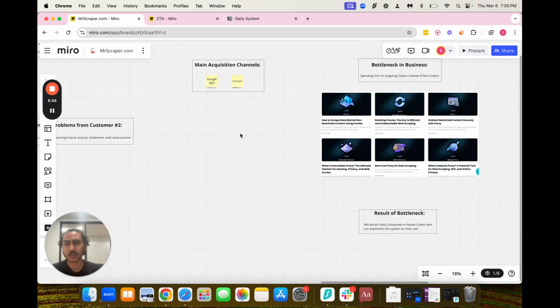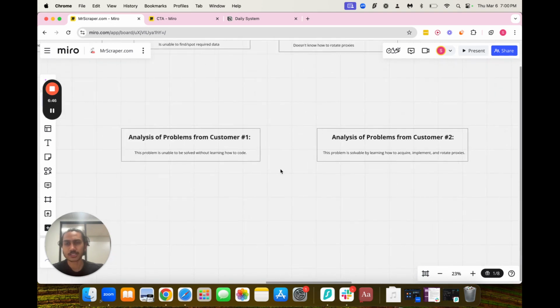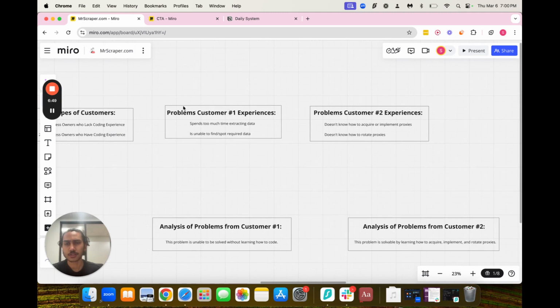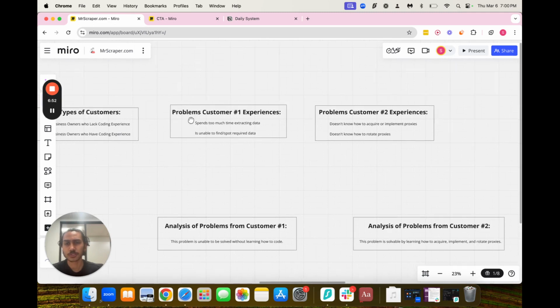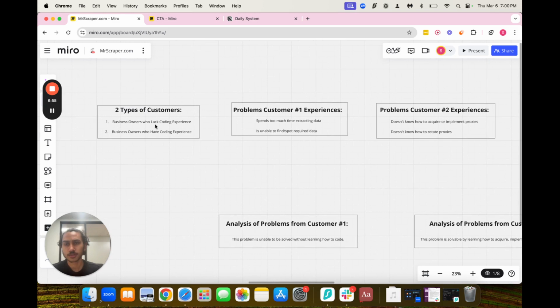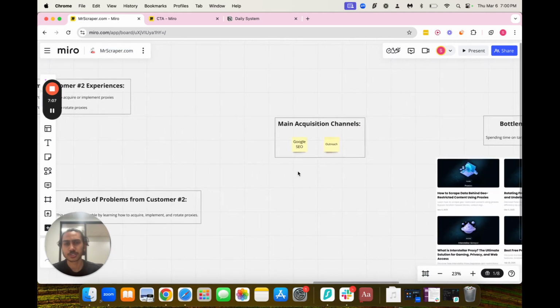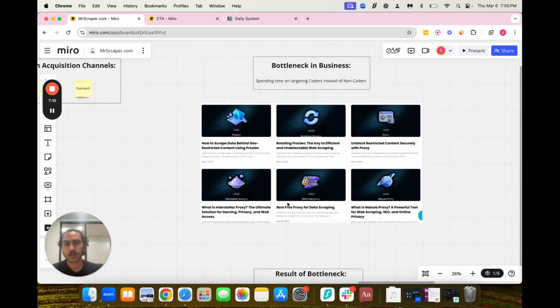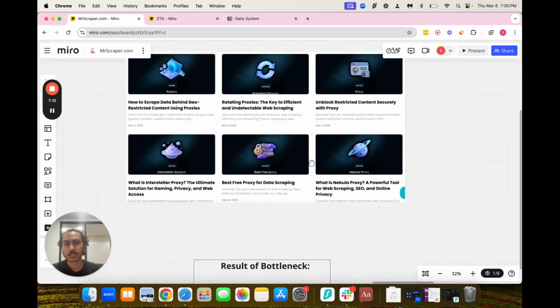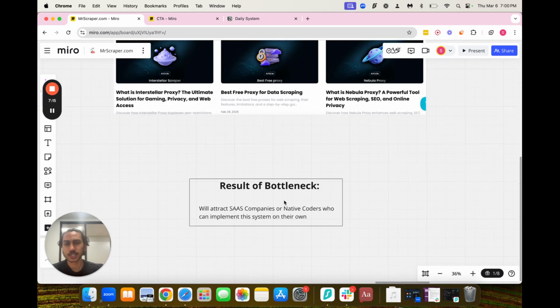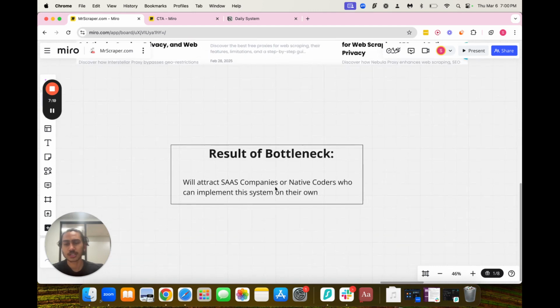And if we're looking back here again, when we're analyzing the problems from both avatars, customer number one and customer number two, number one, those who lack coding experience, and then number two, those who have coding experience, it takes more effort for customer number one to implement MrScraper's system, right? And so essentially, the result of this bottleneck is it will attract SaaS companies, software as a service companies, or native coders who can implement this system on their own, right?